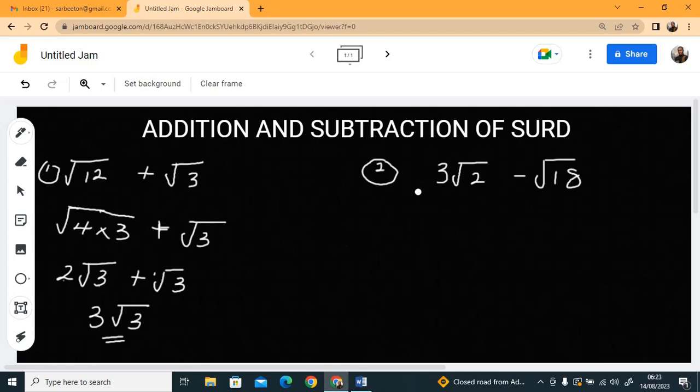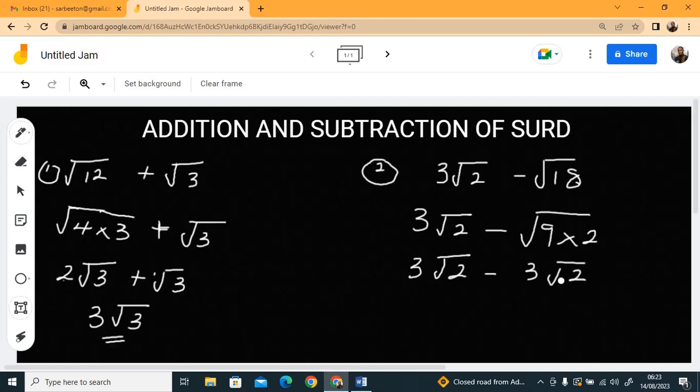Let's look at the second one. Now we have 3 root 2. So there will be 3 root 2 minus root 18. When you convert it, one perfect square and one non-perfect square: the perfect square is 9, the non-perfect square is 2, so these two will give 18. So you have 3 root 2 minus square root of 9, which is 3. And these two you put in the root. You now say 3 minus 3 is what?